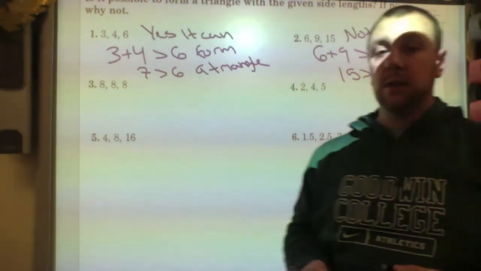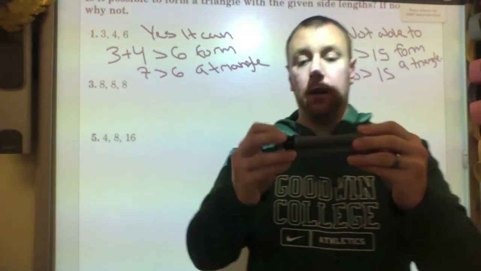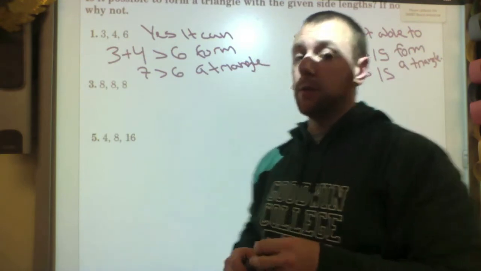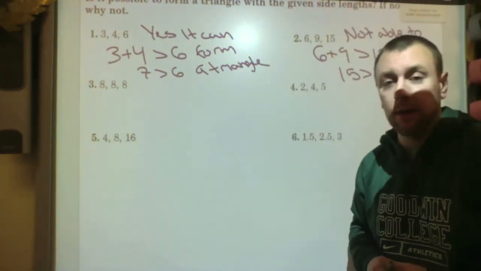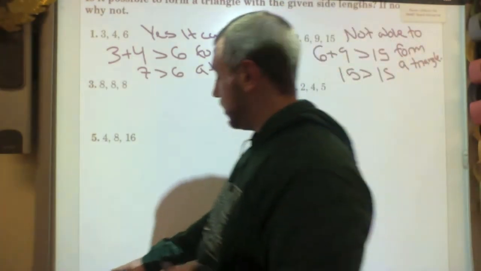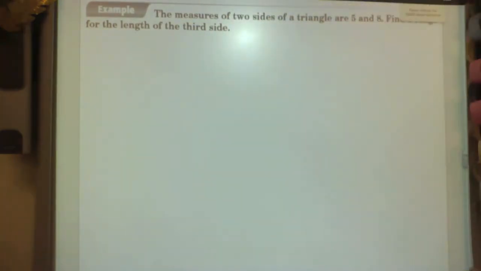Those actual sides will fold in on themselves. They'll be on top of each other, forming almost just a segment when that happens. So that is being able to tell if a triangle will be formed by given side lengths.